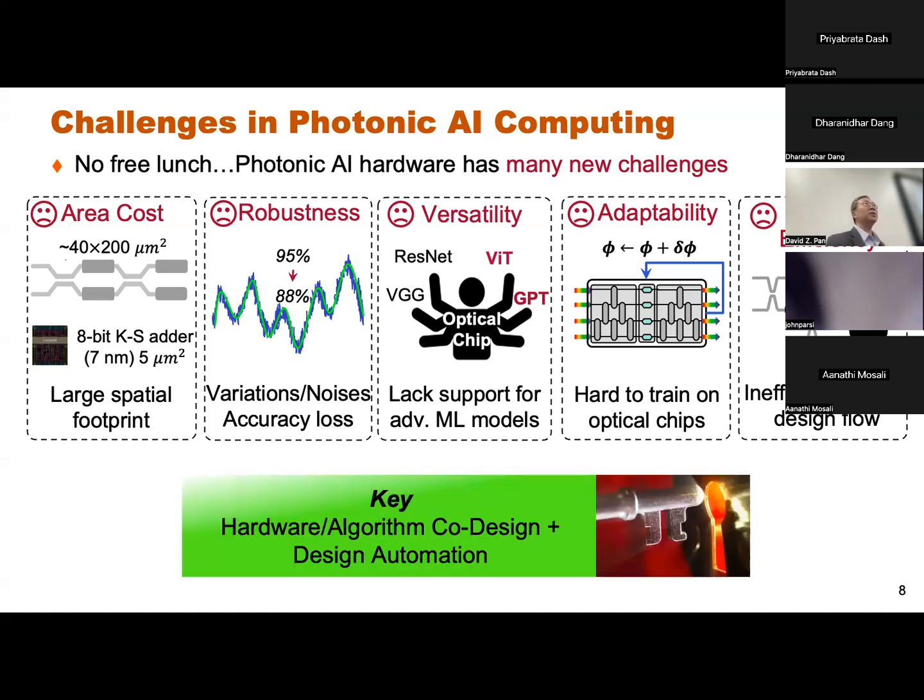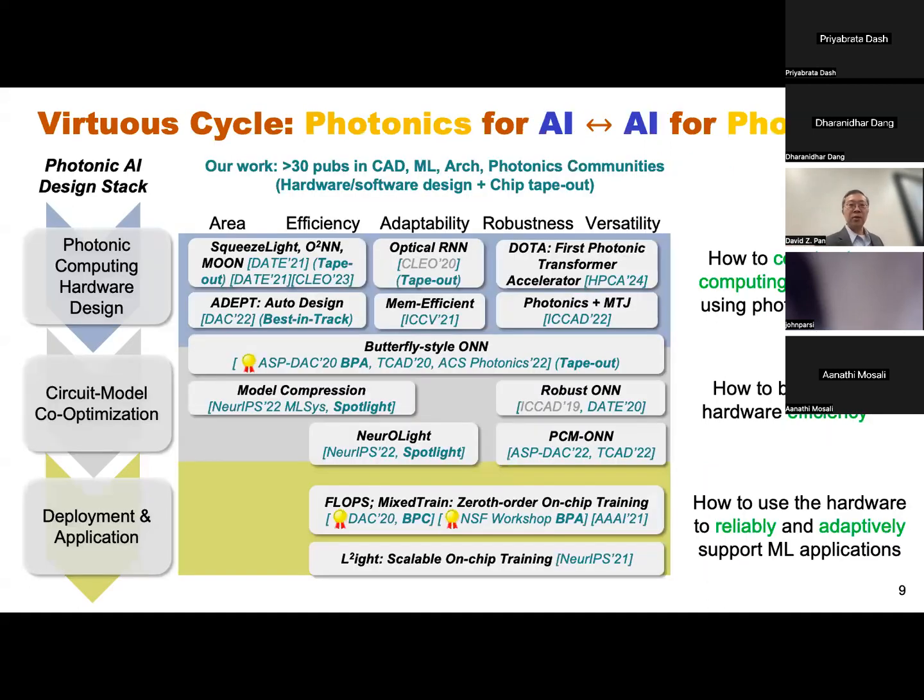With all this, we need hardware, software, and co-design, and also efficient design automation. That's why I call it a virtuous cycle, photonics for AI. And once you have better AI, faster AI, more energy efficient AI, you can use that to help you design better photonics itself.